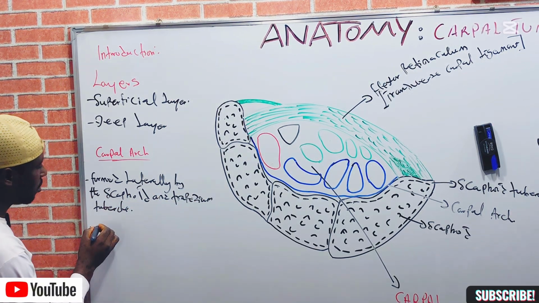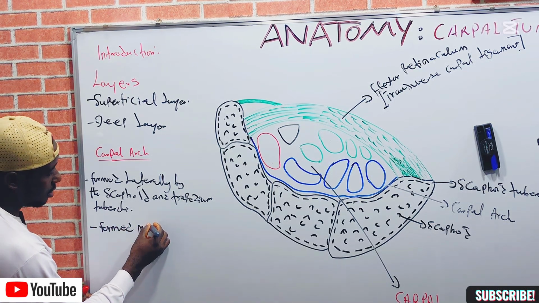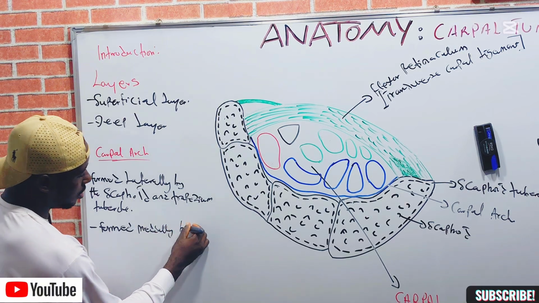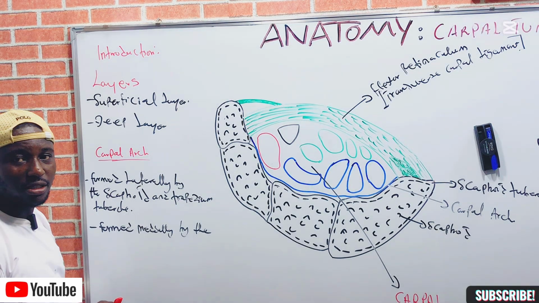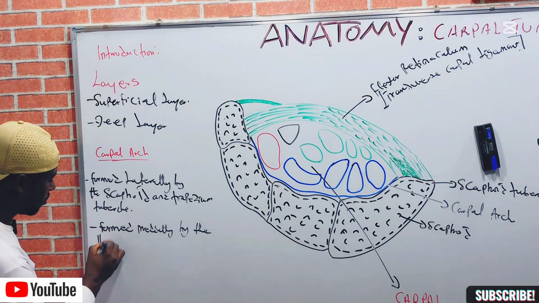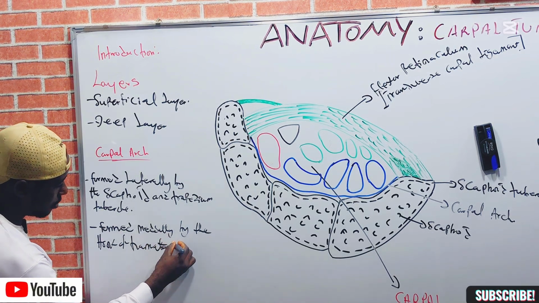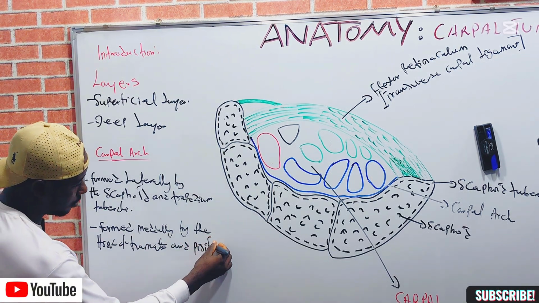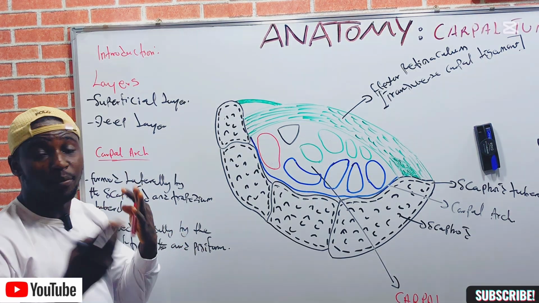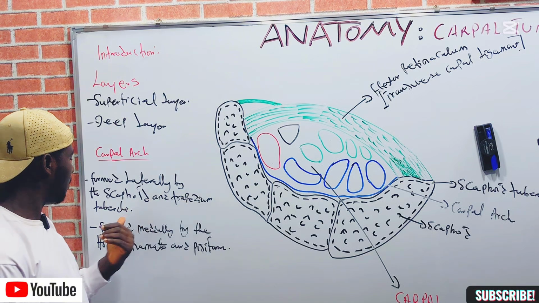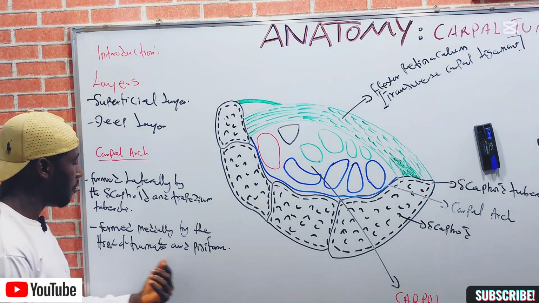And it is formed medially by the hook of hamate and the pisiform. So the carpal arch is bounded laterally by the scaphoid and the trapezium tubercle, and formed medially by the hook of hamate and the pisiform.